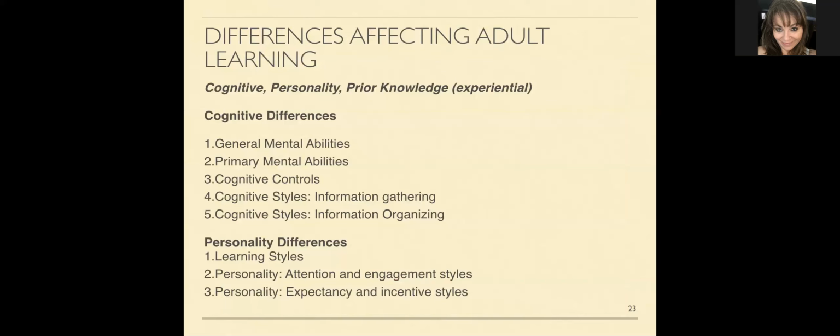And then the last content slide for this evening, of course, is our differences affecting young adult learning. And we're going to talk about the next module. Again, it's going to be a review of a lot of these different things. And I know it's a lot of information every week, but general versus primary, just to kind of refresh our memories.